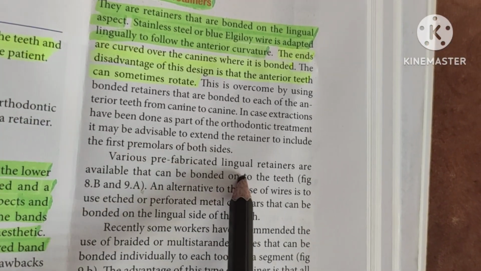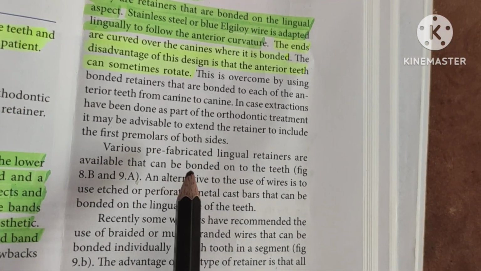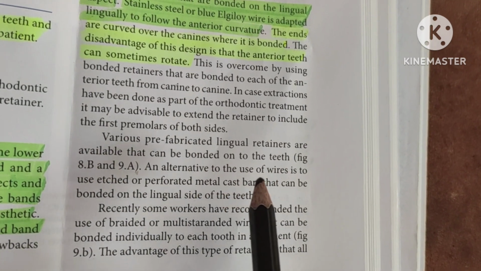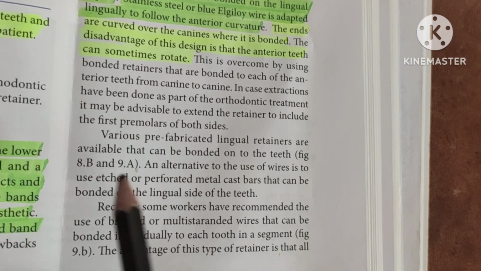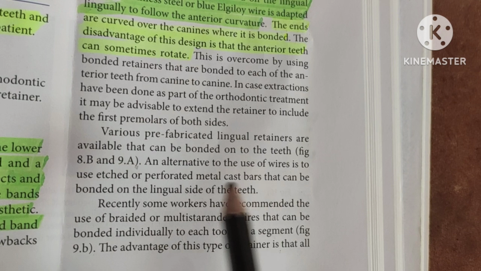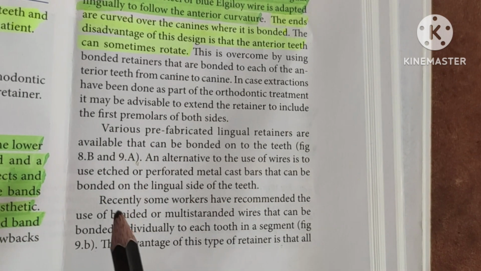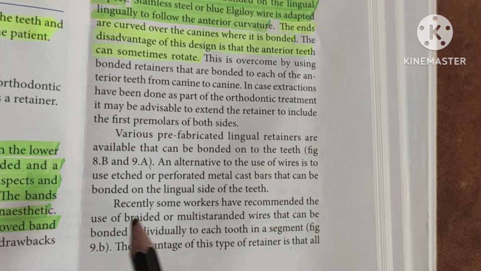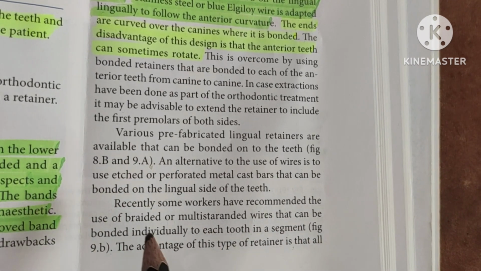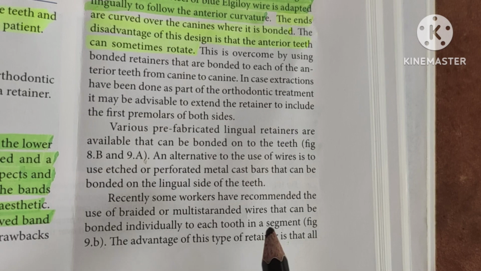Various prefabricated lingual retainers are available that can be bonded onto the teeth. An alternative to the use of the wire is to use etched or perforated metal cast bars that can be bonded on the lingual side of the teeth. Recently, some workers have recommended the use of braided or multi-stranded wires that can be bonded individually to each tooth in a segment.